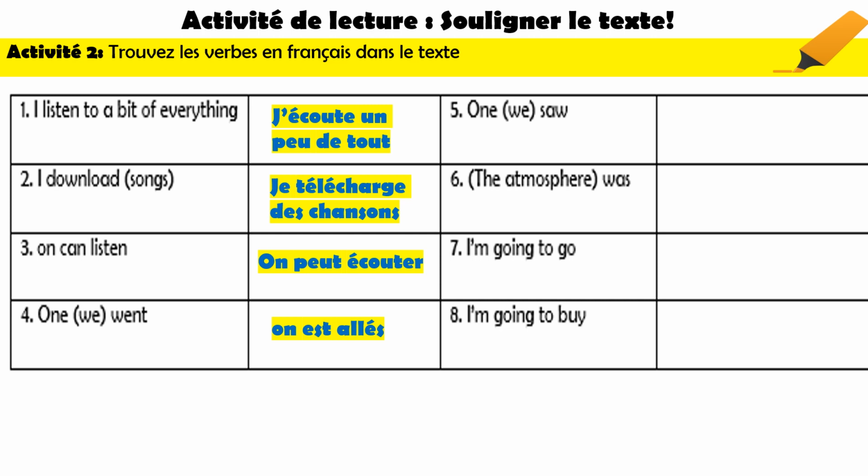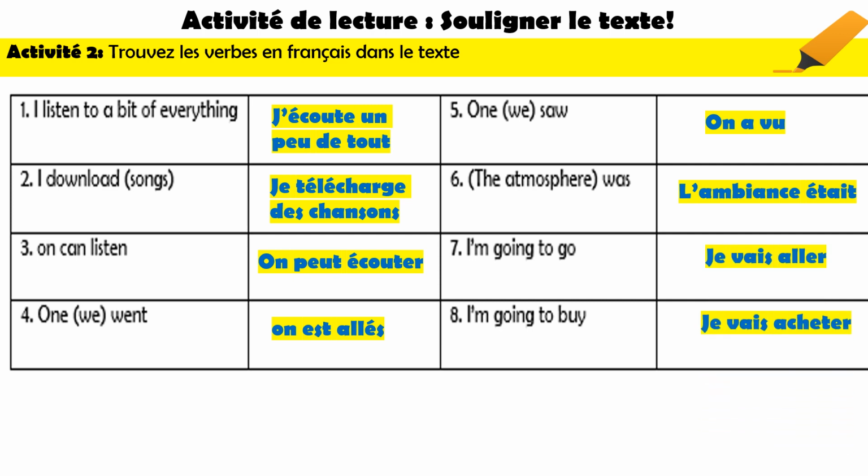Alors, 5. One saw is one of our irregular verbs: on a vu. To say the atmosphere was in French, you say l'ambiance était. Same thing in English: you can use the word ambience, change the A to an E, and that means atmosphere or the feeling in a room or a place. I'm going to go, as in our future: je vais aller. I'm going to buy: je vais acheter. Give yourself a mark out of 8 for this.